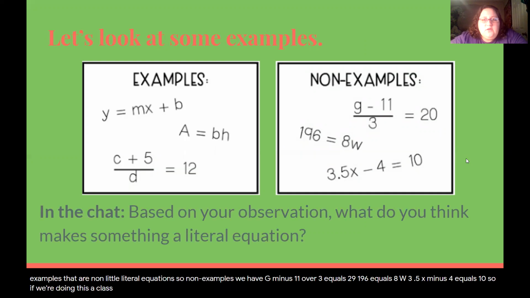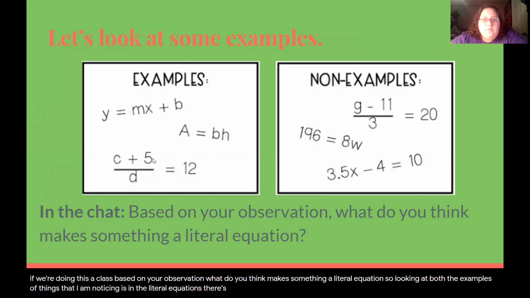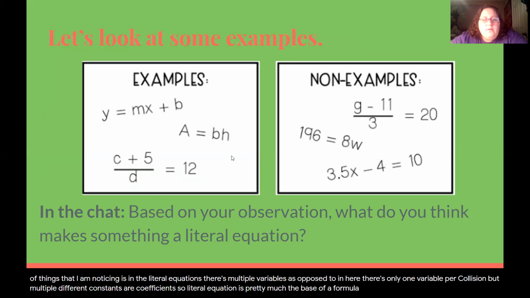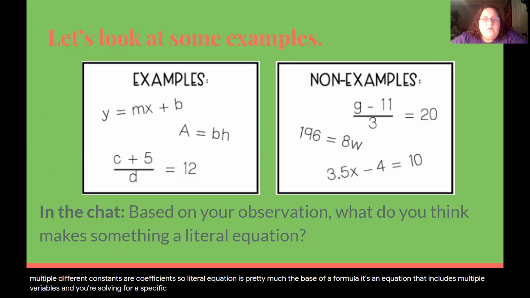If we're doing this in class, based on your observation, what do you think makes something a literal equation? Looking at both the examples, what I am noticing is that in the literal equations there are multiple variables, as opposed to the non-examples, where there's only one variable per equation but multiple different constants or coefficients. A literal equation is pretty much the base of a formula. It's an equation that includes multiple variables, and you're solving for a specific variable. For these, you only had one variable, so you were just solving for w, or g, or x.